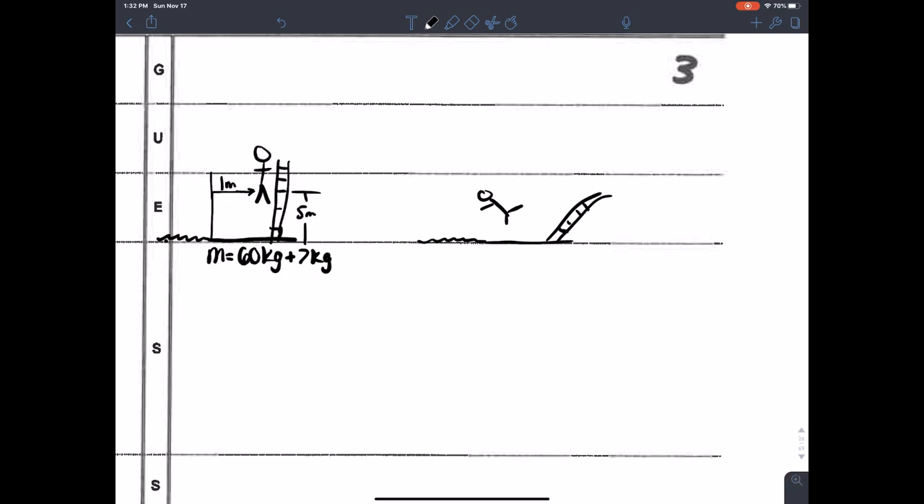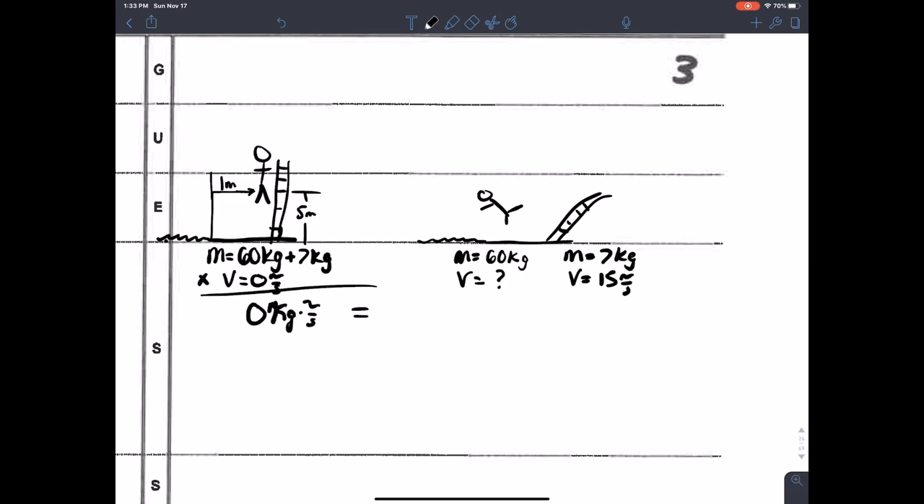All right, so the mass of the kid is still 60. The mass of the ladder is 7 kilograms. The velocity of the ladder, it said, flies off at 15 meters per second. You've got to figure out what the velocity of the kid is here, and then we've got to figure out if he makes it into the pool or not. So the velocity originally of the kid and the ladder is going to be 0 kilogram meters per second. That has to equal the momentum afterwards. So we know that we're going to have 60 kilograms times our velocity.